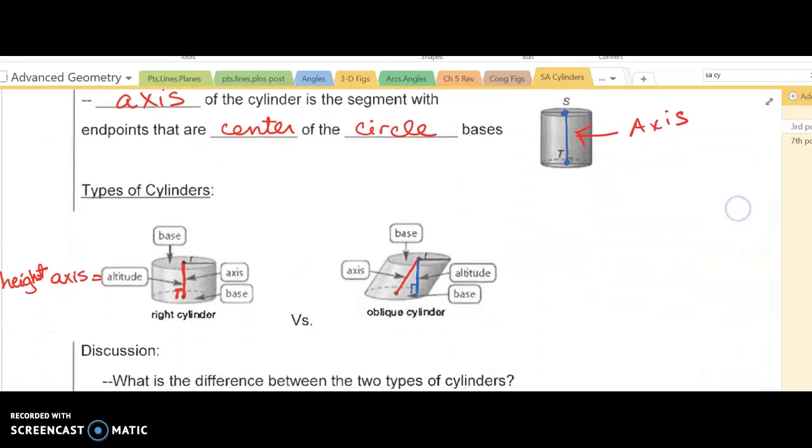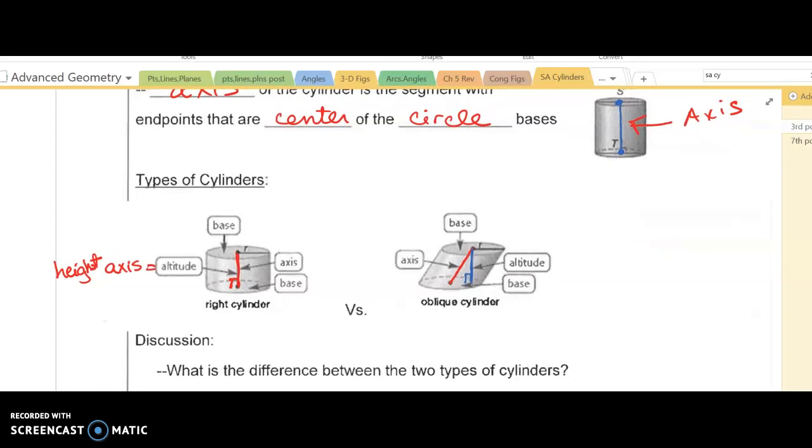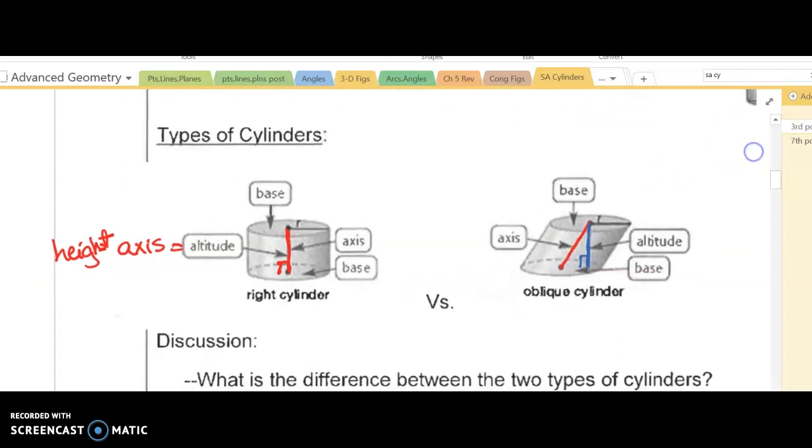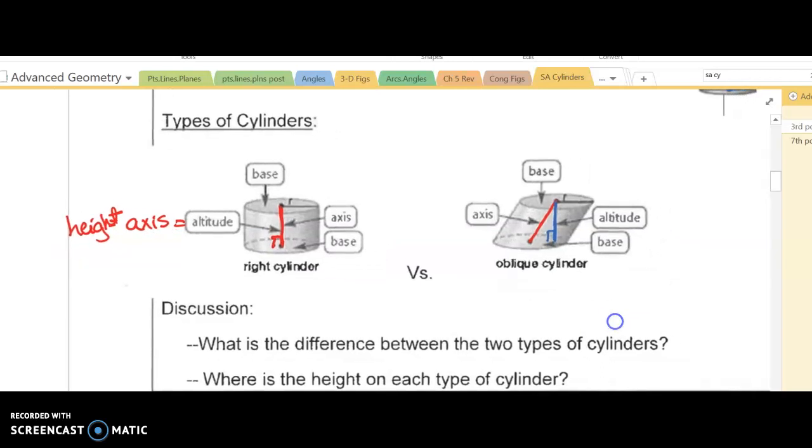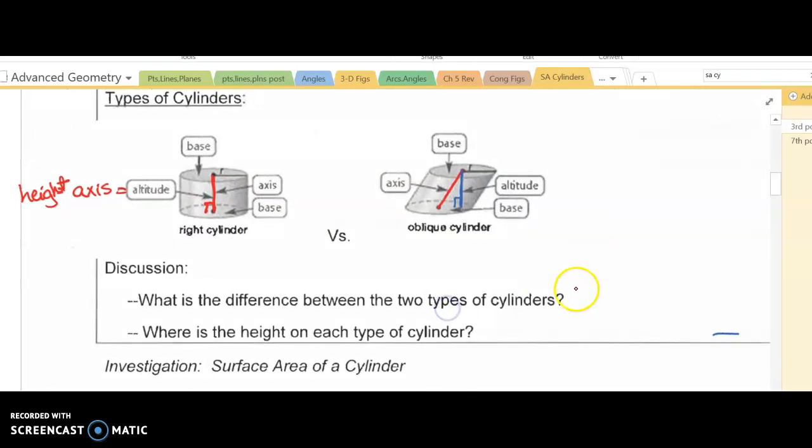Okay, just like with prisms, there's a couple of different types of cylinders. You have your right cylinders, and then you have your slanty ones, your oblique cylinders. So obviously, what is the difference between the two types of cylinders? And that would be one is slanty and one is not. Slanty versus not. Straight up, however you want to say that.